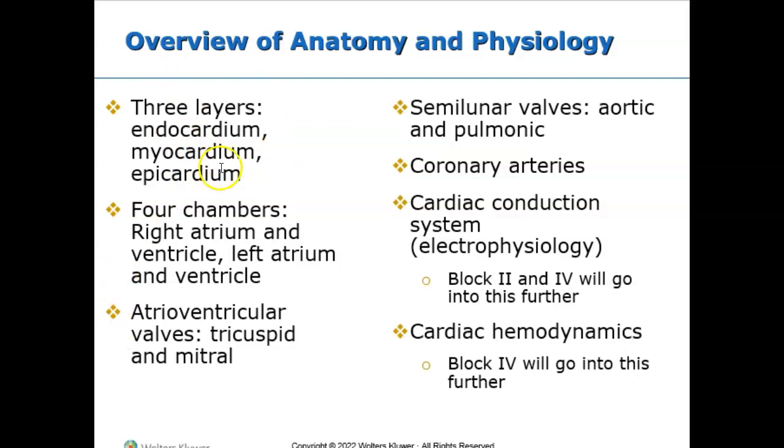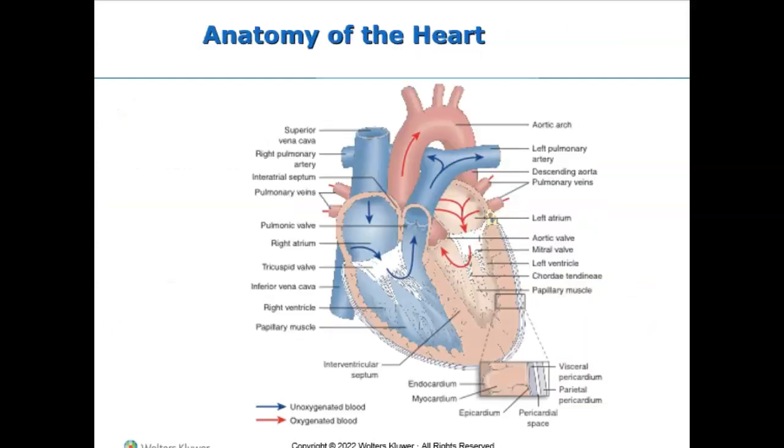These are the three layers of the heart muscle: endocardium, myocardium, epicardium. Four chambers: you have a left and right atrium and a left and right ventricle. Then you have the atrioventricular valves, which are the tricuspid and mitral valves, the semilunar valves, which include aortic and pulmonic, all the coronary arteries, the cardiac conduction system, and the cardiac hemodynamics that happen. Both of these at the end will be more in depth in blocks 2 and 4.